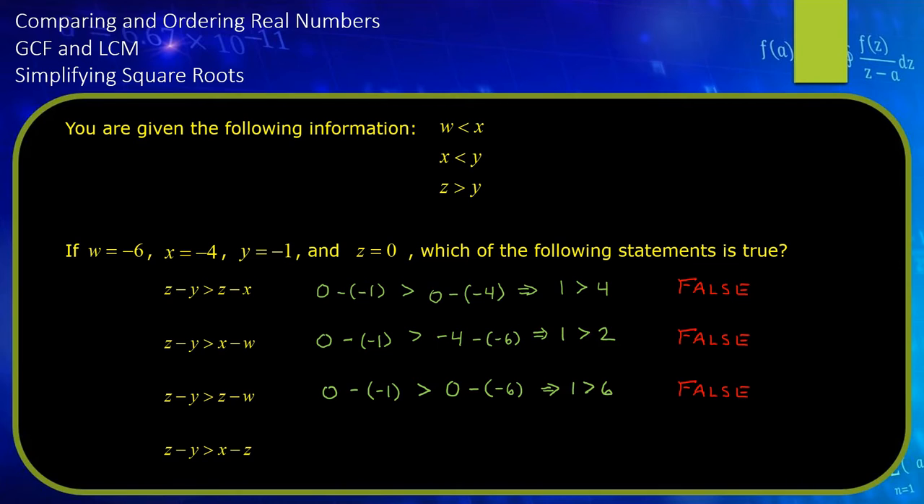And so, by process of elimination, the 4th statement should be true. You should always double check it, though. The left-hand side still becomes 1. On the right-hand side, I have negative 4 minus 0. And that gives me a statement that says 1 is greater than negative 4, which is a true statement. 1's positive. It has to be greater than any negative, so this is a true statement. On to the next question, which involves the greatest common factor.